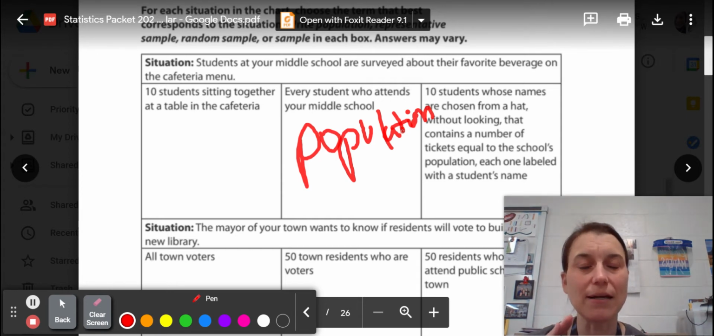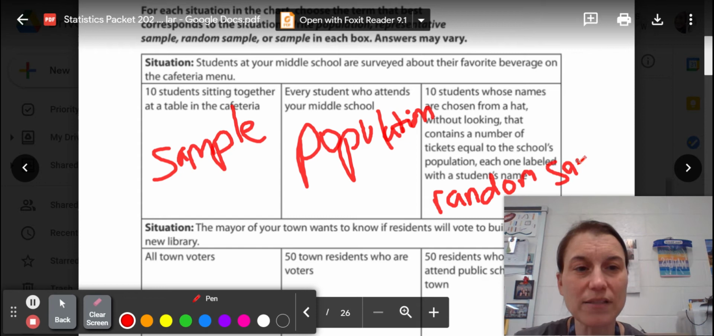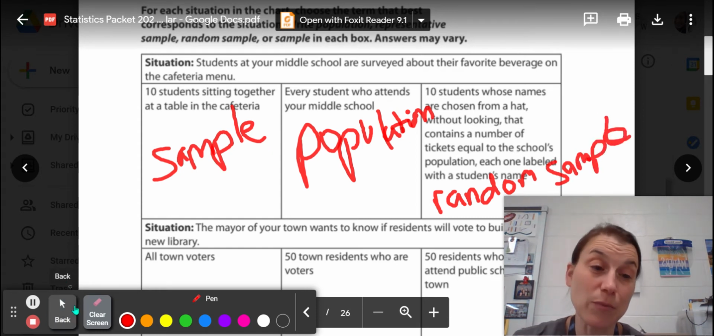But what makes something like number 10 different from the other 10? Well, this right here is just a sample. And that could be a biased sample, because maybe I just pick my friends, or maybe they all have something in common. They're all in the same grade, so that's a biased sample. Whereas this is a random sample because I'm choosing the names at random from a hat. So I'm going to call this a random sample. So that's what I'm going to put for those answers.